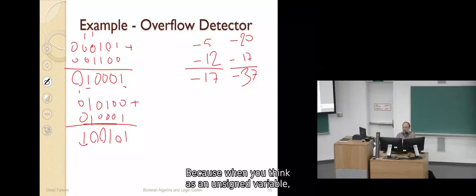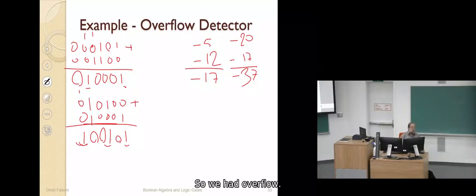And you know why? Because when you think of it as an unsigned variable, everything is okay, because 20 plus 17 is 37, and here is 37. 32 plus 4 plus 1 is 37. But when we are thinking of it as 2's complement, this is not good. So we had overflow. We went out more than 31 here. So remember this one. We added two positive numbers, and the result has overflow.